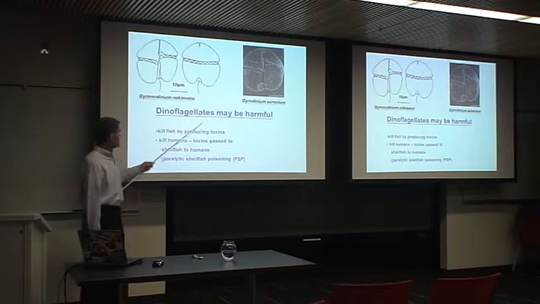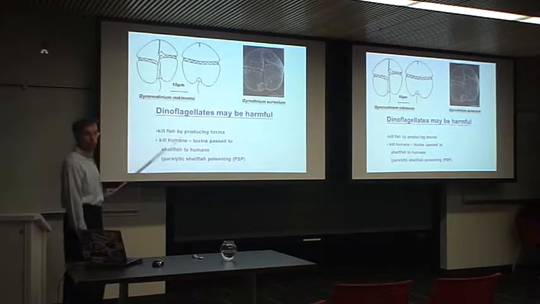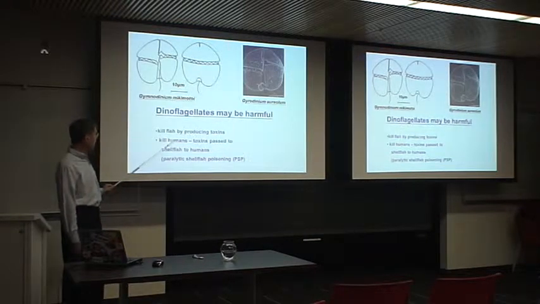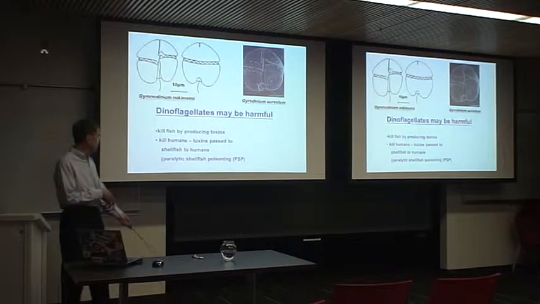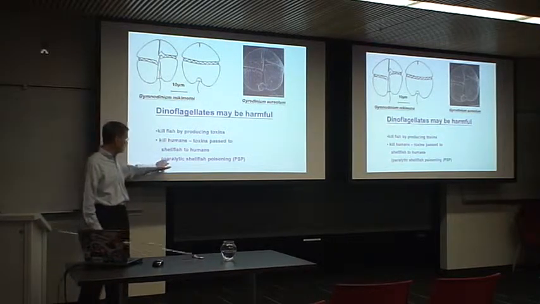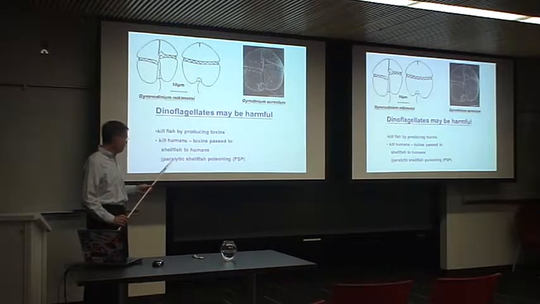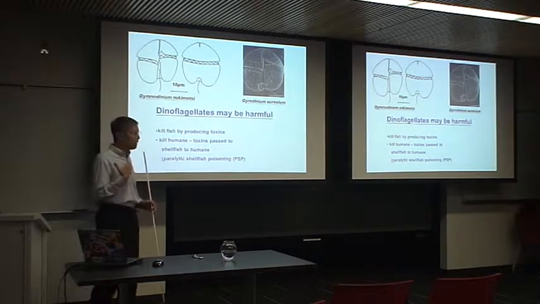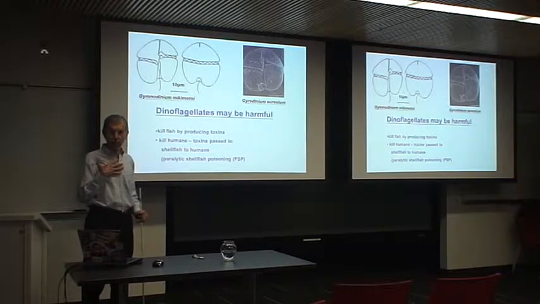Some of the dinoflagellates may be harmful, and they can produce toxins that kill fish. Some of these toxins can actually kill humans if they're passed on through fish. And one very common toxin is paralytic shellfish poisoning. It's called paralytic because if I eat shellfish that contains this toxin, my body becomes paralyzed.